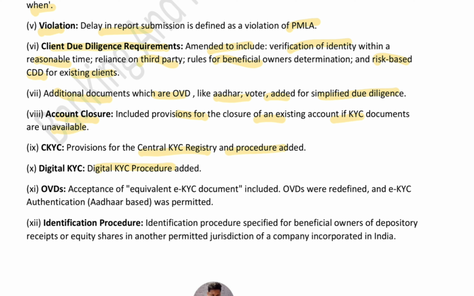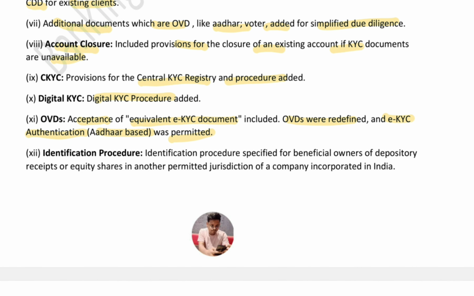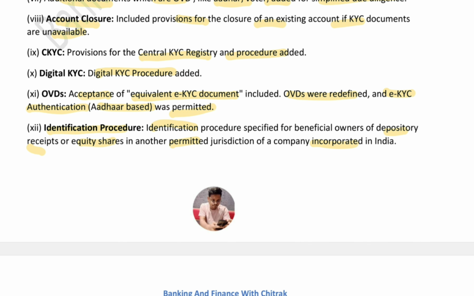Digital KYC procedure was also added. Then the acceptance of equivalent eKYC document was included, and OVDs were redefined, and eKYC authentication by Aadhaar was permitted. There are also amendments for identification procedures. So basically the amendment gave us rules on how to identify the beneficial owner of any depository receipt or equity shares of another permitted jurisdiction of a company which has been incorporated in India.